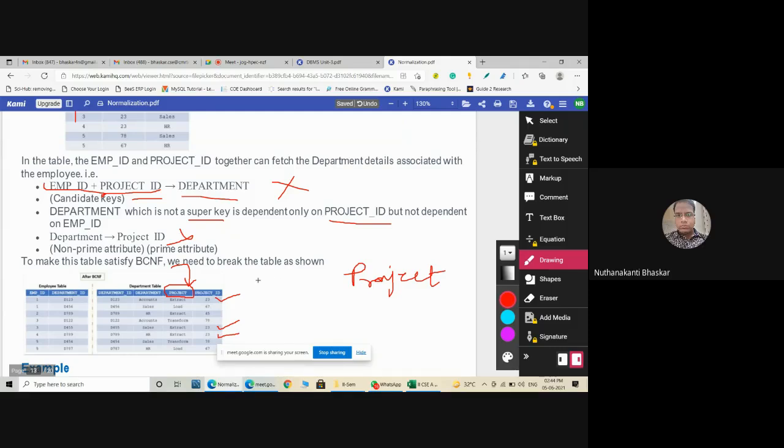Are you clear? Otherwise, there is a problem for the lossless join and dependency preservation, so we need to solve this. All of you clear?